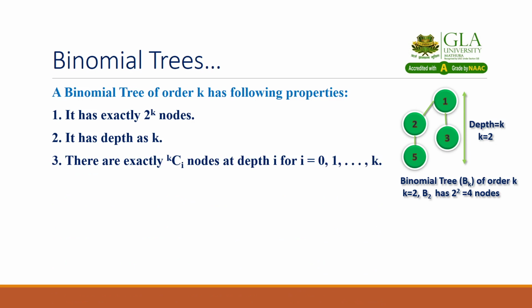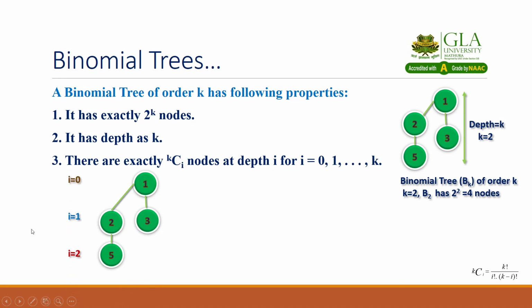Now the third property is very important. With the help of the third property, you can compute the exact number of nodes at any specified depth. So if the depth is given as 0, 1, 2, then you are able to compute the number of nodes at that depth. I will use the binomial coefficient formula that will help us to compute. So kCi will be used, and kCi can be expanded as factorial k divided by factorial i times factorial k minus i. So it will give you the value, that is 1, 2, 3, 4.